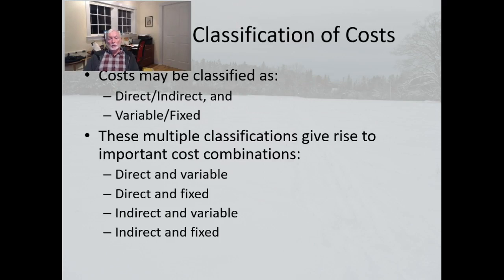So we've talked about direct costs, indirect costs, variable costs, and fixed costs. Any cost can be either direct or indirect, and any cost can be variable or fixed. So you end up with direct and variable, direct and fixed, indirect and variable, indirect and fixed. So there are four different kinds of costs that we need to track.